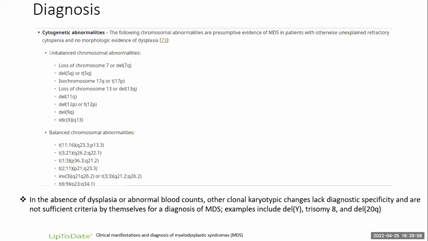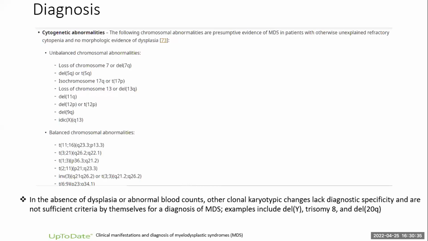This is just to summarize some common cytogenetic abnormalities that may actually give a presumptive diagnosis of MDS in an otherwise unexplained cytopenia. And they could be unbalanced chromosomal abnormalities, or they may be balanced. These include your monosomy 7 or deletion 7q, things like deletion 5q, which is an entity on its own. And then in terms of balanced chromosomal abnormalities, they include translocation 11;16, 3;21, and 2;11.